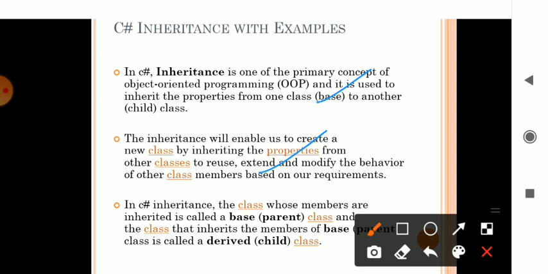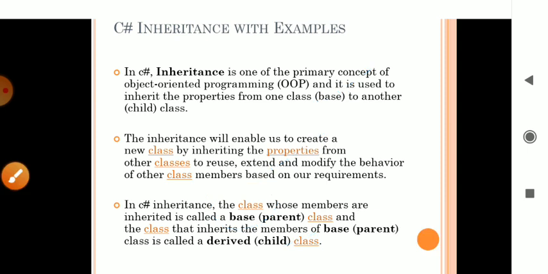Inheritance, as I said, has different types of classes. The main class from which you are inheriting the properties is called the base class, and the class into which you access them, some other class, becomes the derived class. That is the concept of inheritance.